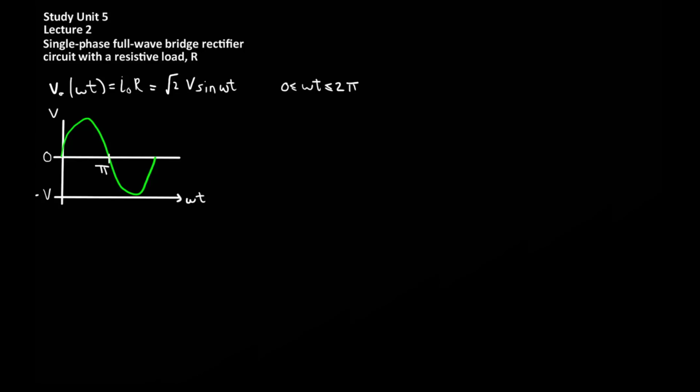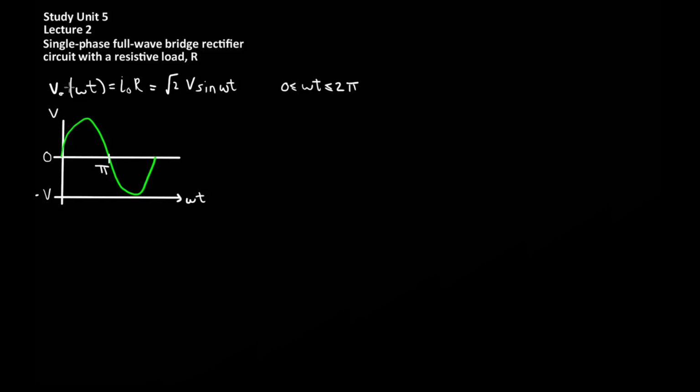Study Unit 5, Lecture 2. This lecture continues where Lecture 1 left off, but instead focuses on single-phase, full-wave bridge rectifier circuits. These circuits are an extension of the half-wave rectifier, but instead of only half of the energy being used during the AC cycle, now all the energy is used during the entire AC cycle.